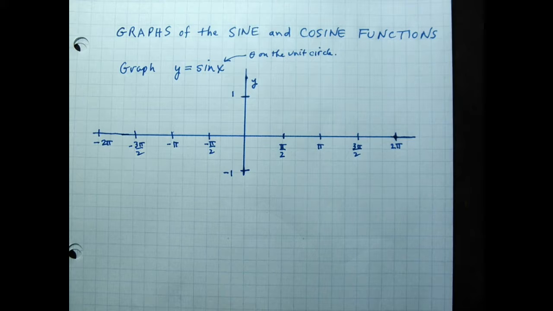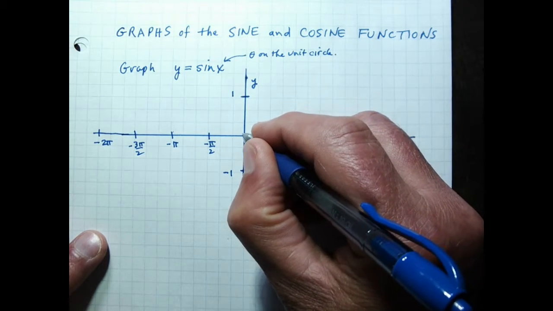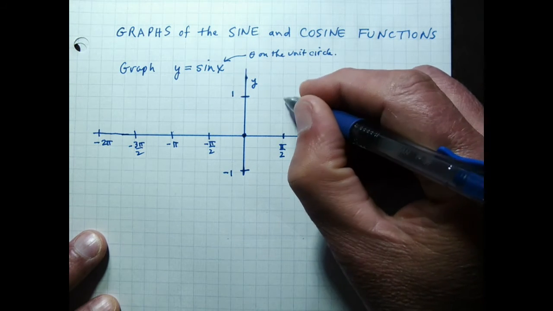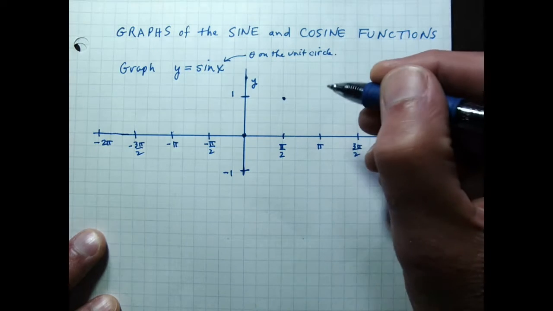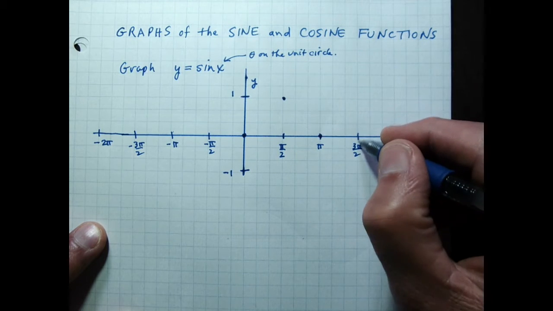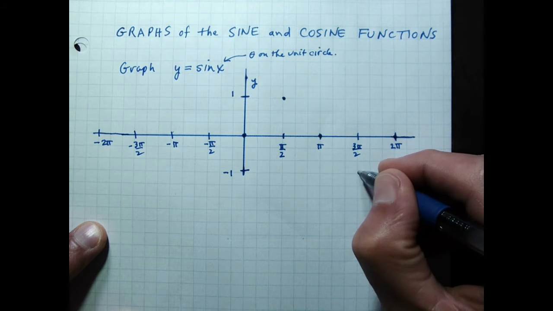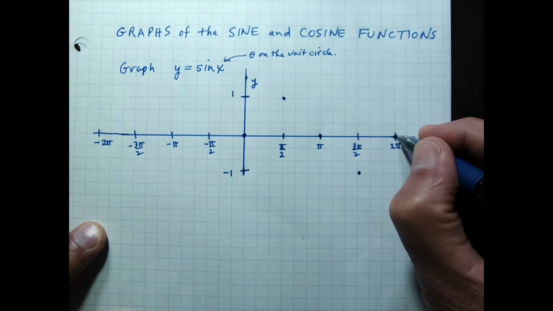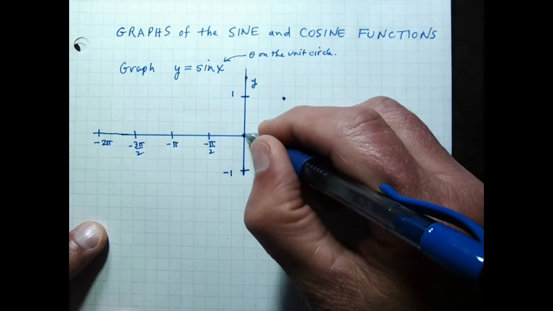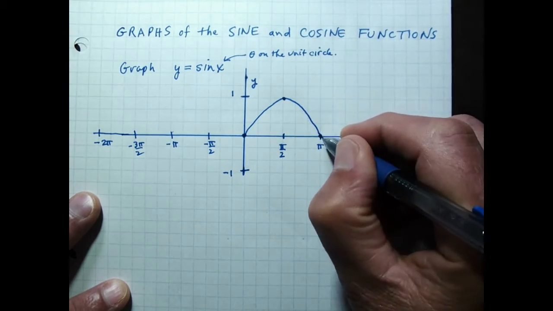Now I'm relying on the quadrantal angles from the unit circle. I know sine of 0 is 0. At pi over 2, or 90 degrees, the y-coordinate on the unit circle is 1, so sine of pi over 2 is 1. Sine of pi is 0. Sine of 3 pi over 2: the y-coordinate at 3 pi over 2 on the unit circle is -1. Sine of 2 pi is 0. So 0, 1, 0, -1, 0 at 2 pi. That's enough for me to be able to draw the wave pattern.